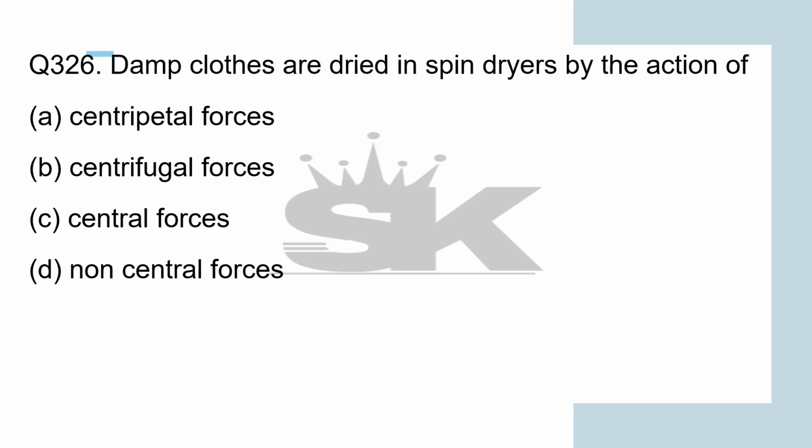Damp cloths are dried in a spin dryer by the action of, I have discussed it previously, centrifugal force. Okay, if you are a mechanical engineer, you may know centrifugal casting, right? We can produce hollow pipes, right? So the answer is centrifugal force.